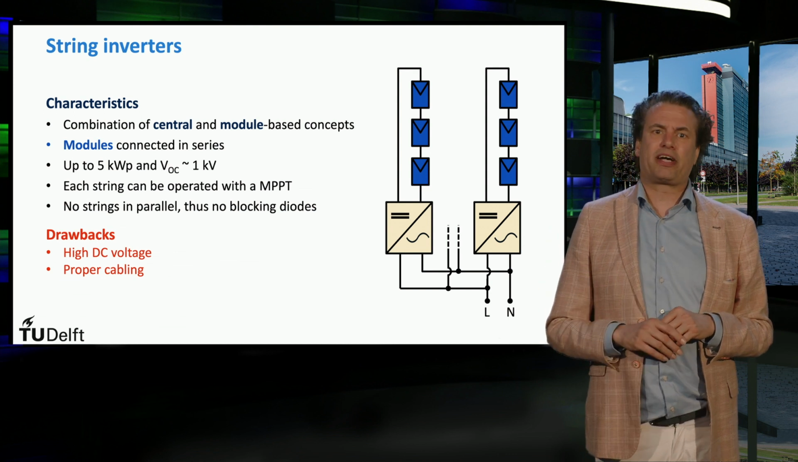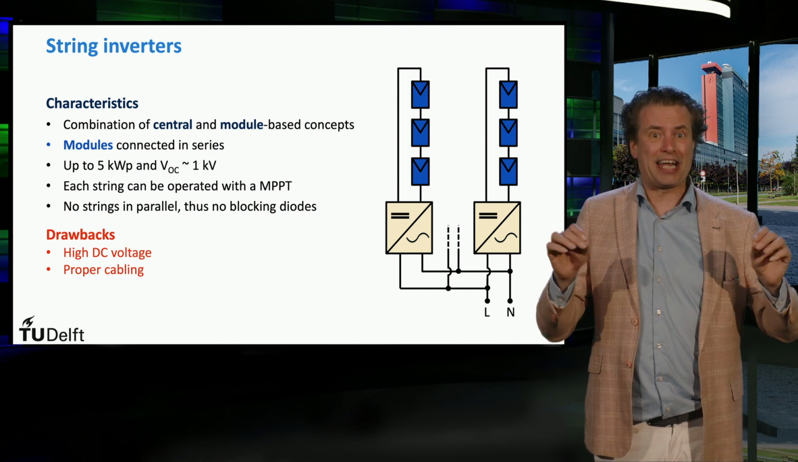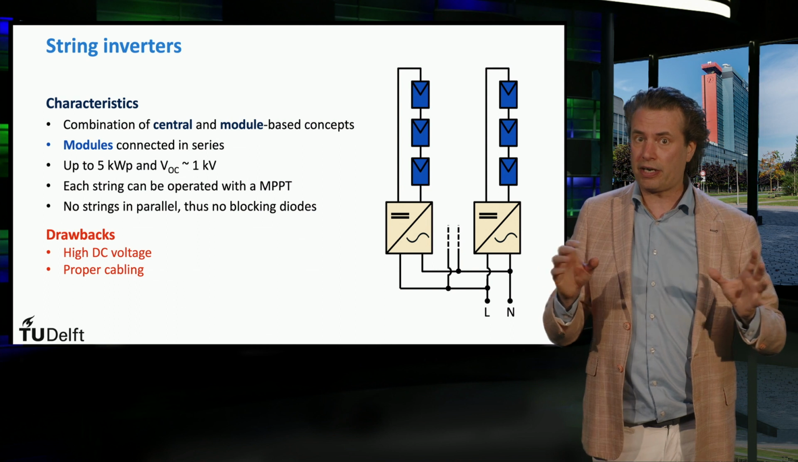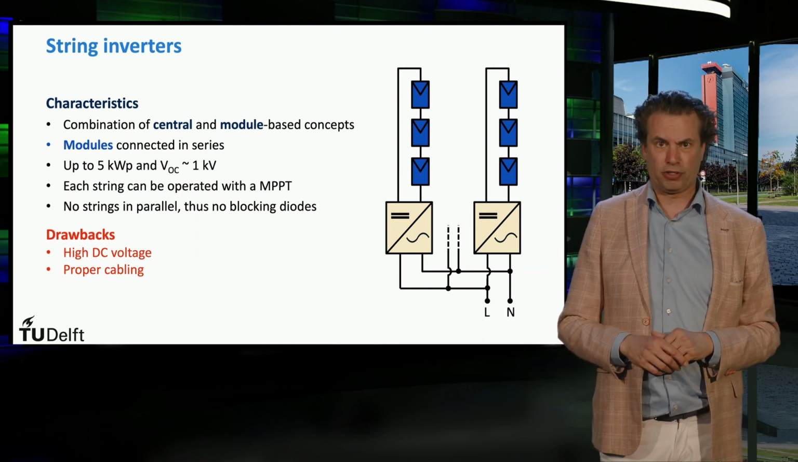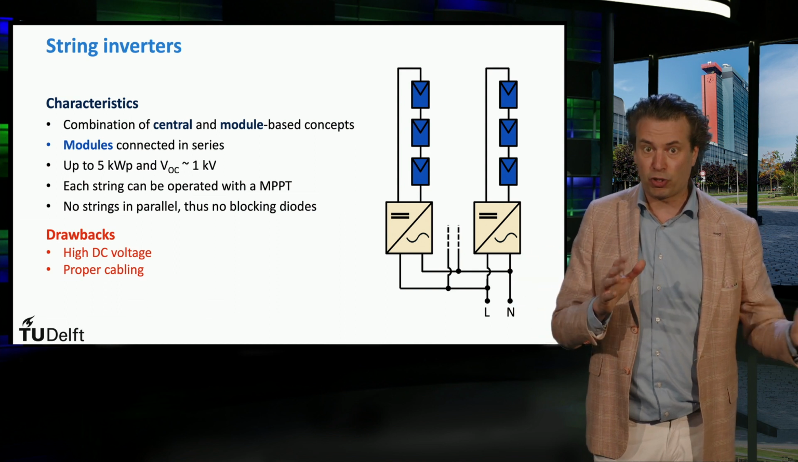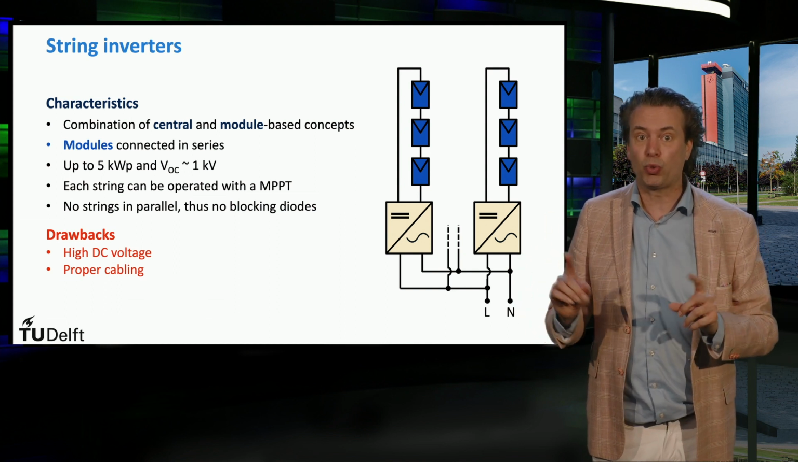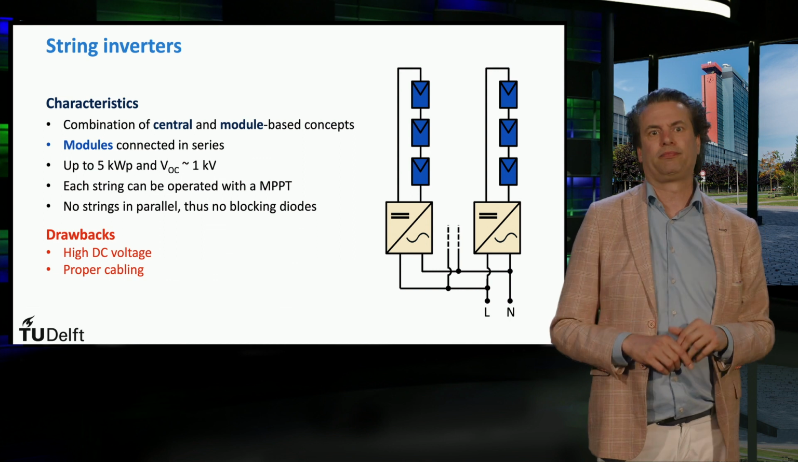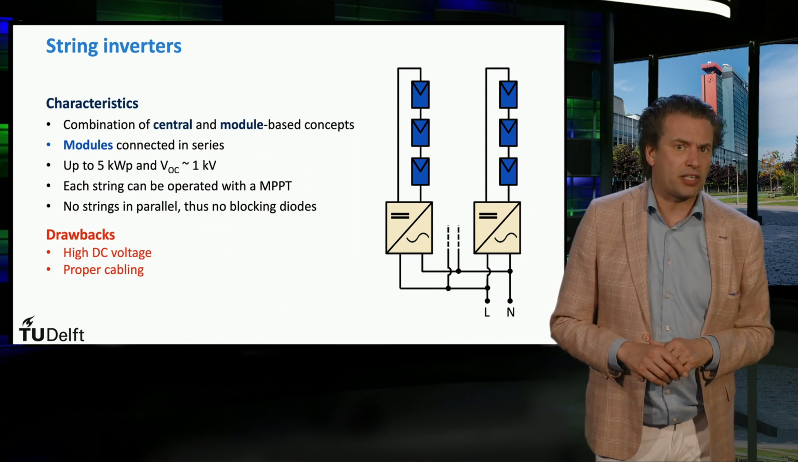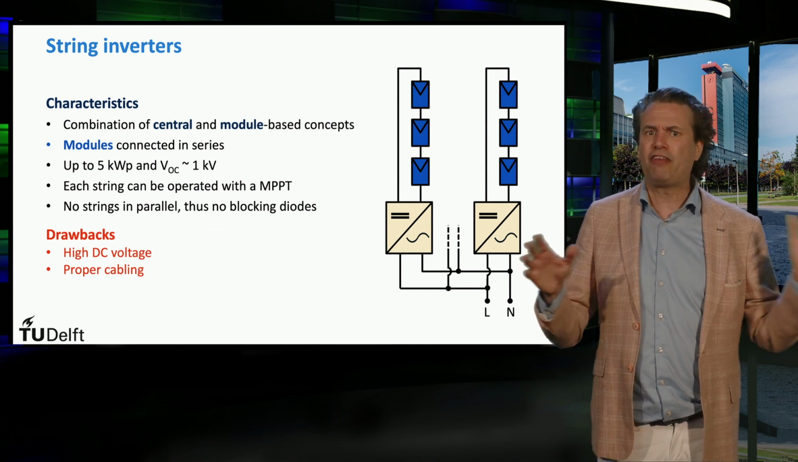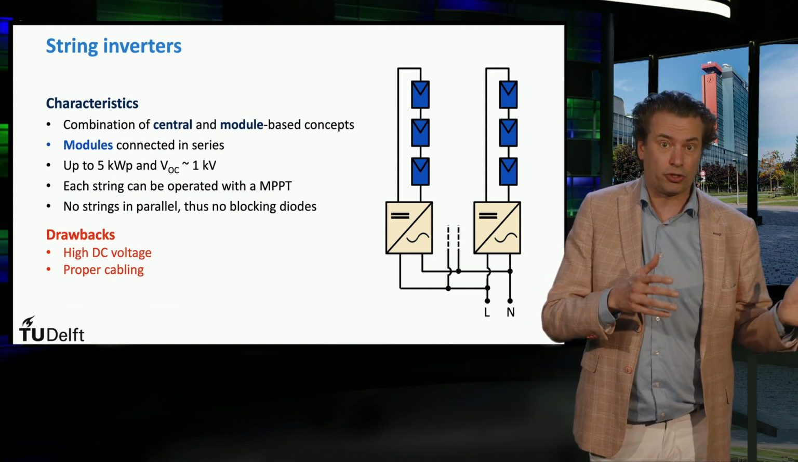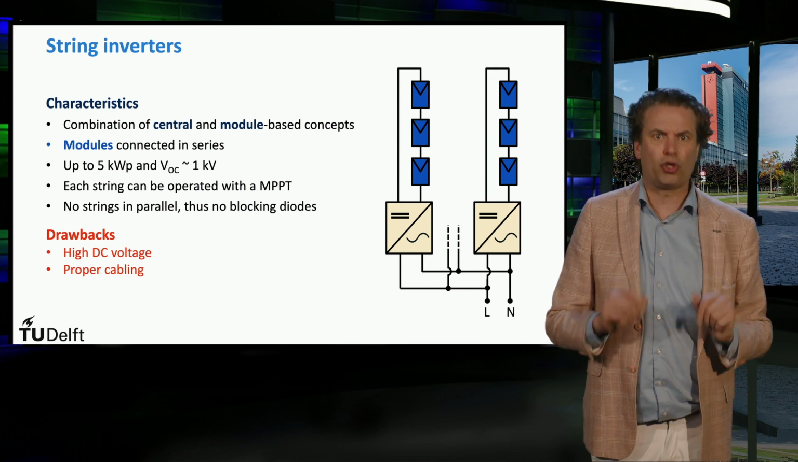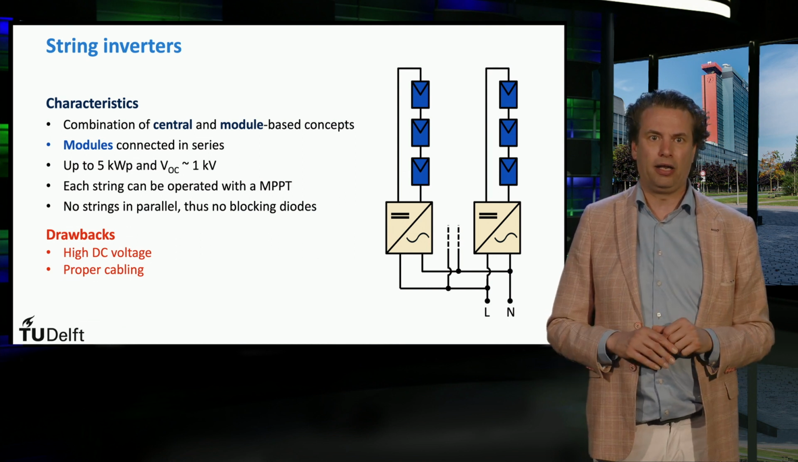Another important characteristic is that if each string has its own maximum power point tracker, then each string can independently operate at its maximum power point. Thus, partial shading and hotspots will occur only in modules within the same string. Also, because no strings are connected in parallel, there is no need for blocking diodes as in the case of the central inverter, and as a consequence, the losses associated with these diodes are eliminated.